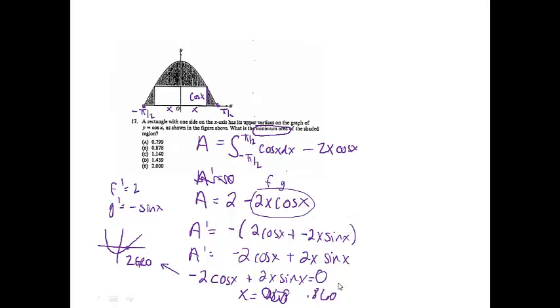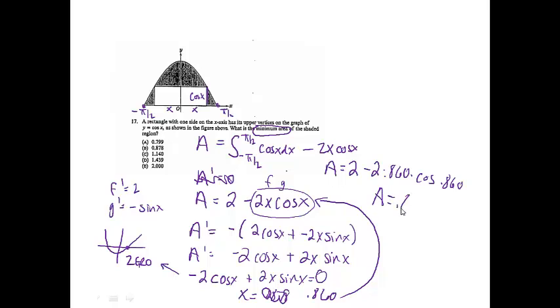area. So now what we need to do is take our 0.860 and put it into our area formula. So we're going to have area equals 2 minus 2 times 0.860 times the cosine of 0.860. And if you do that, you will get an area of 0.878. So our answer will be choice B.